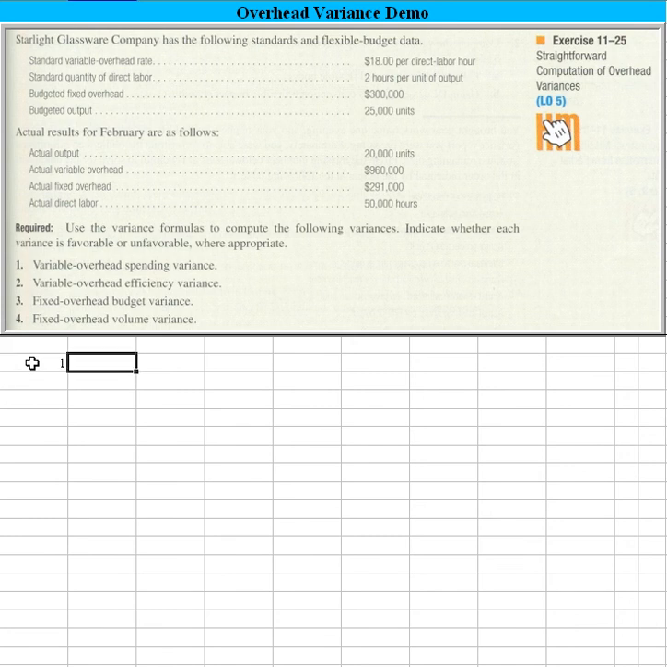Now, using what we know about variance formulas, we're going to solve the 4 requirements below. The first requirement asks us to compute the variable overhead spending variance. I'm going to abbreviate. What is that going to be equal to? It should be equal to the actual variable overhead, which was 960,000.